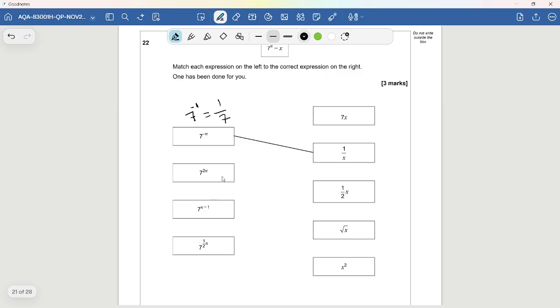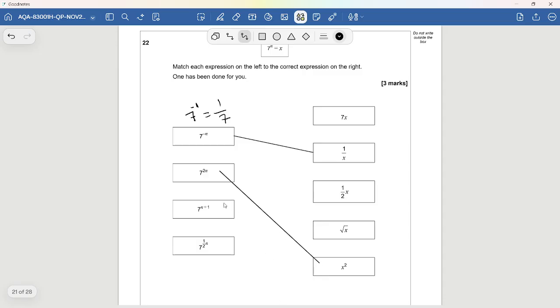How can we write an equivalent expression for these indices? 7 power 2n. So we see that it's like power 2, squared. So which of these has got squared here? So this one is mapped to this.